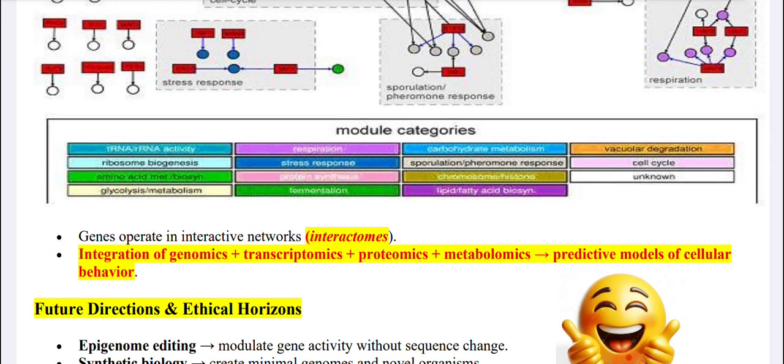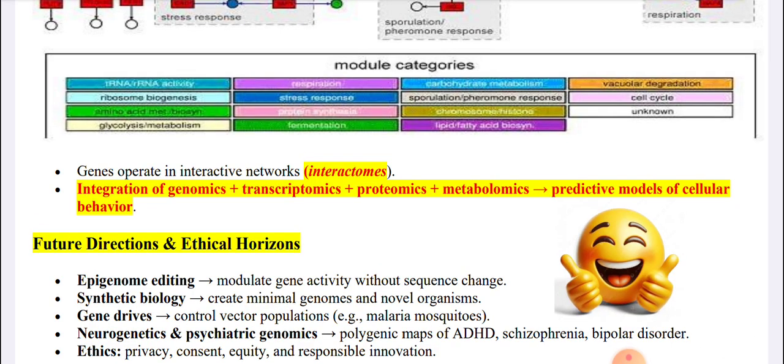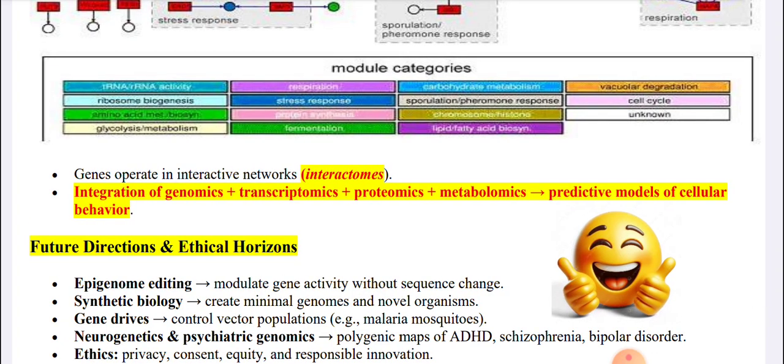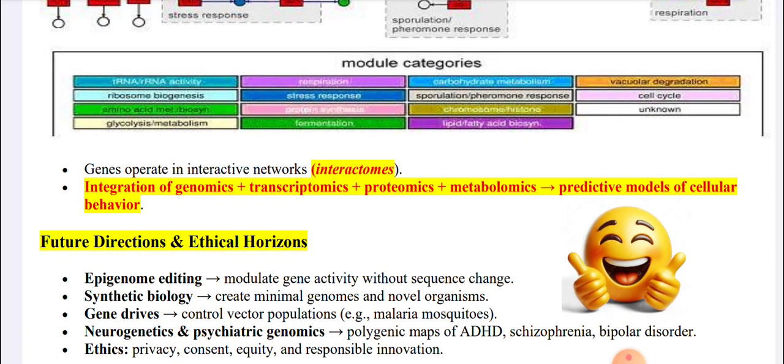By integrating all these massive data sets, often using computational modeling, we hope to build much more accurate and predictive models of how cells work, how diseases progress, and how treatments might affect the entire system. These integrated networks are sometimes called interactomes. This incredible technological power inevitably opens up entirely new frontiers, but also brings some pretty significant ethical challenges. Let's explore some of these emerging areas.